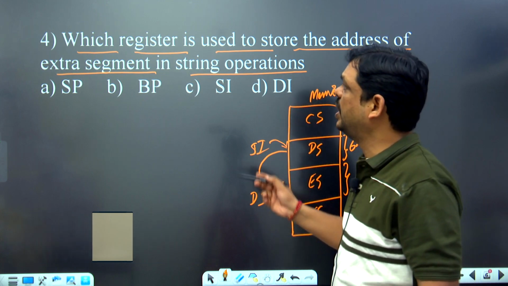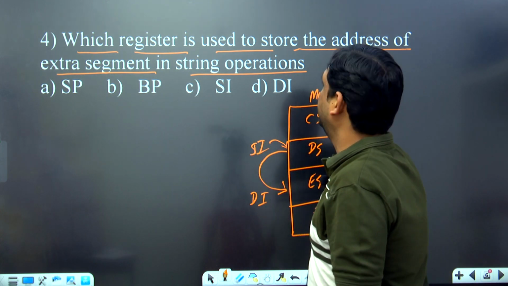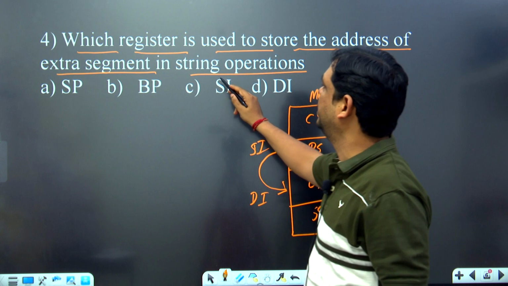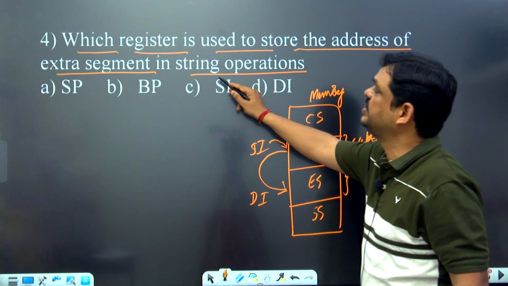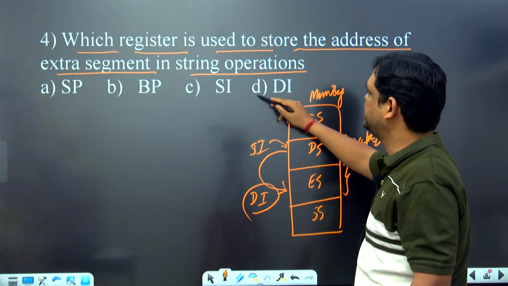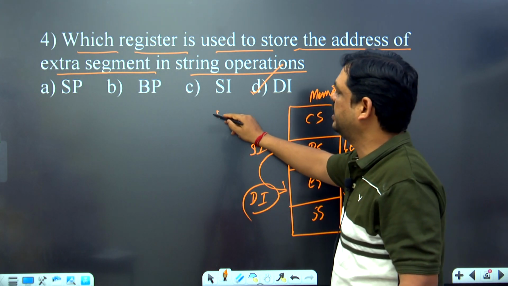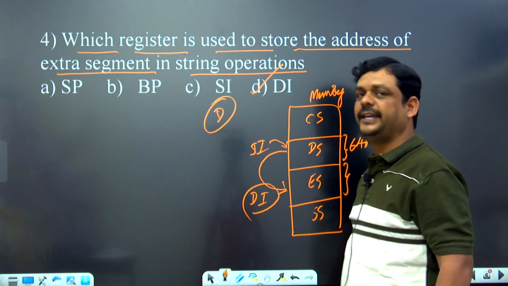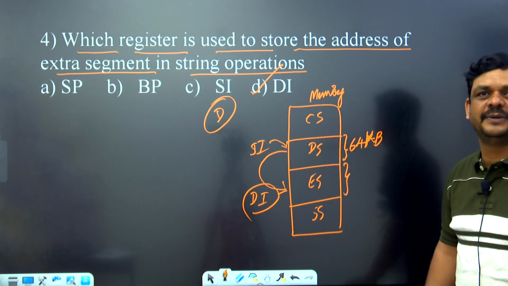So, now according to the given question, the address of the extra segment is stored in which register for string operations? DI, destination index. So, according to the given question, option D is correct, right? Please take this now.